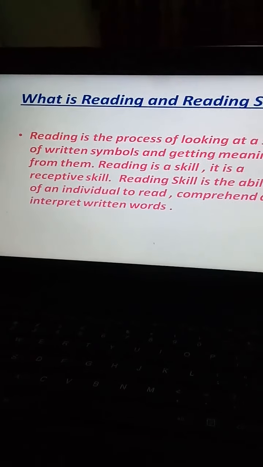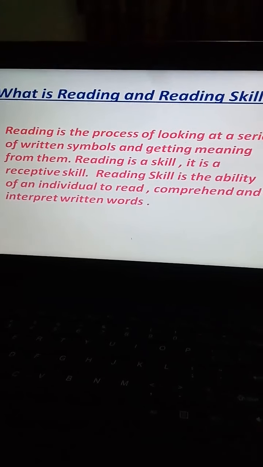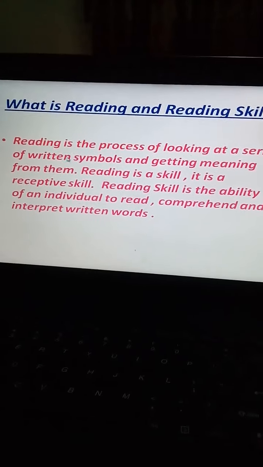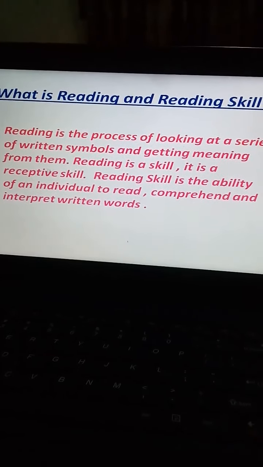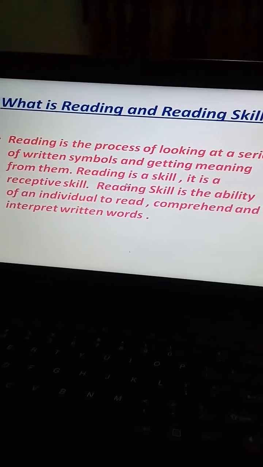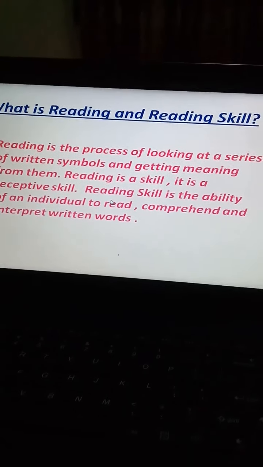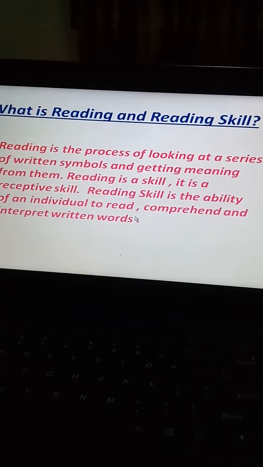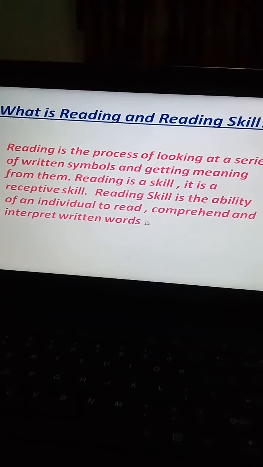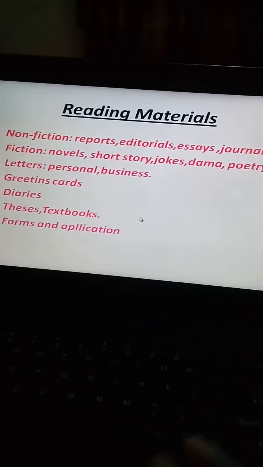Okay, in this slide, in brief, I will discuss reading and reading skill. Reading is the process of looking at a series of written symbols and getting meaning from them. Reading is a skill, and it's a receptive skill. Reading skill is the ability of an individual to read, comprehend, that means understanding, and interpret written words.